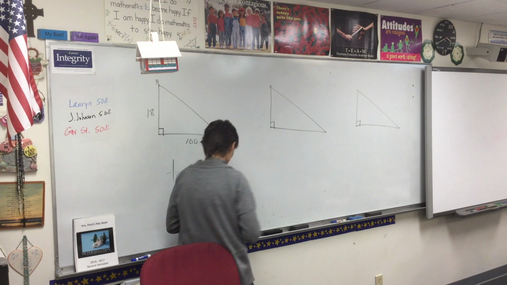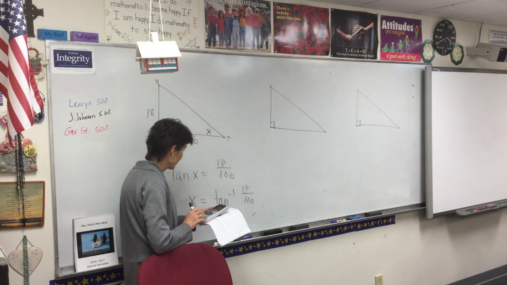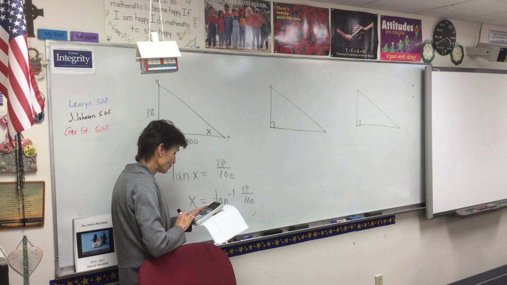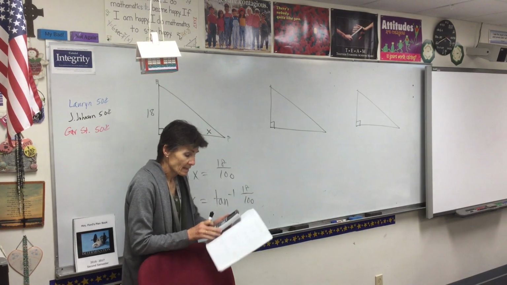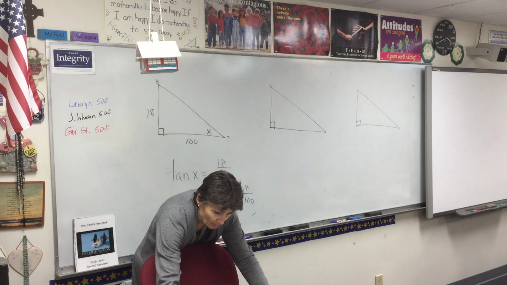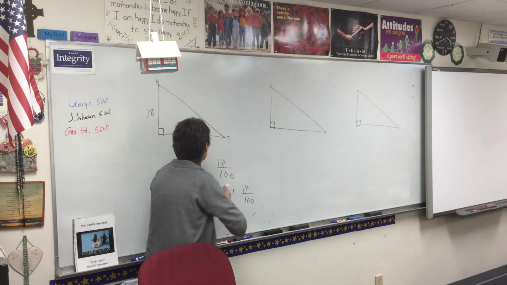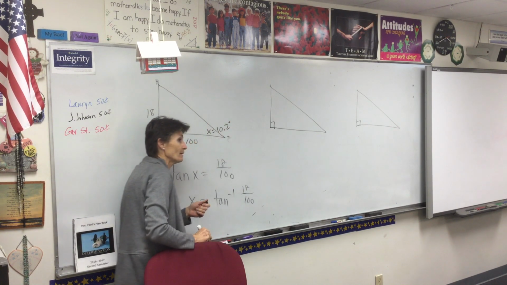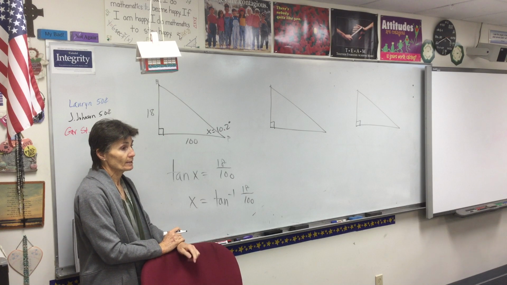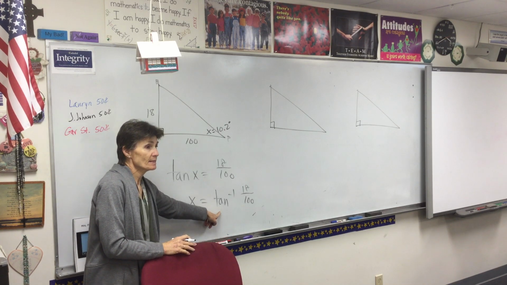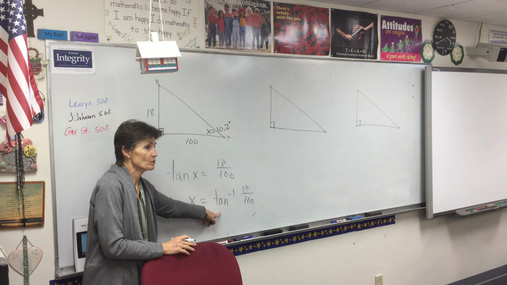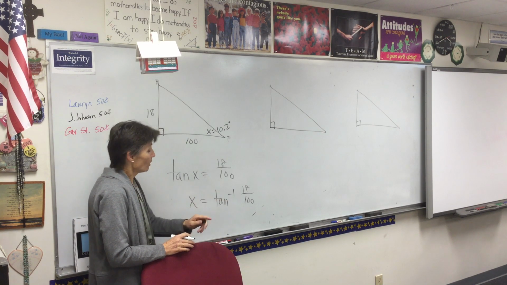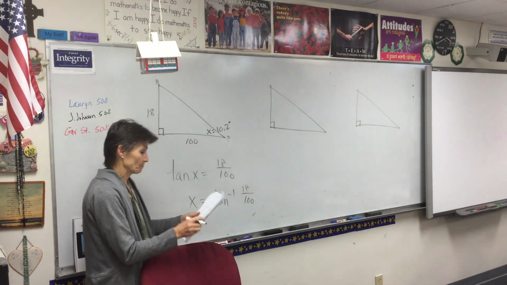Alright, so I'm going to press second tangent, 18 divided by 100, and did you get 10.2 degrees? So my angle of elevation is 10.2 degrees. Now, did anybody type this in and get something other than 10.2? Everybody got 10.2. Awesome. Okay, let's look at the next one.